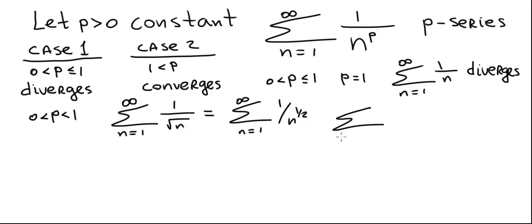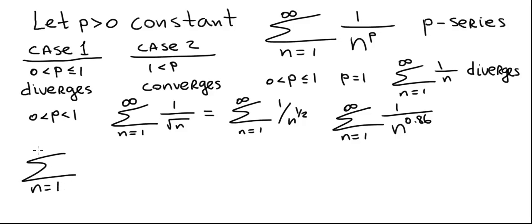Another example would be summation n equals 1 to infinity 1 divided by n to the 0.86 power, in which case p is 0.86. It doesn't matter if it's a fraction or decimal. As long as it's strictly less than 1, such series will diverge. So before we actually verify this for arbitrary p between 0 and 1, let's look at one specific case.